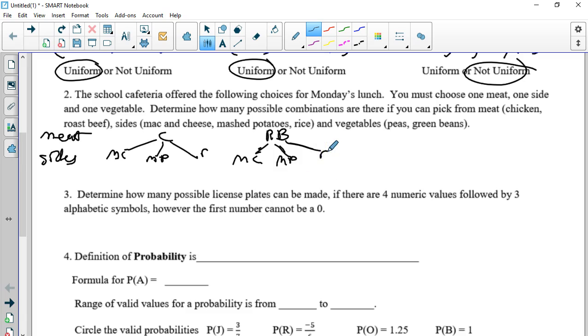And now I have my third choice, which is vegetables. V, E, G. Okay, we'll just stop there. Now, I could have chicken with mac and cheese and peas. I could have chicken, mac and cheese, and green beans.